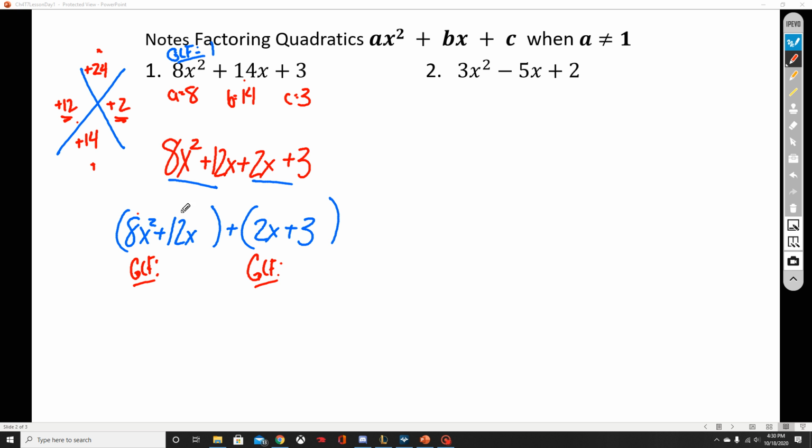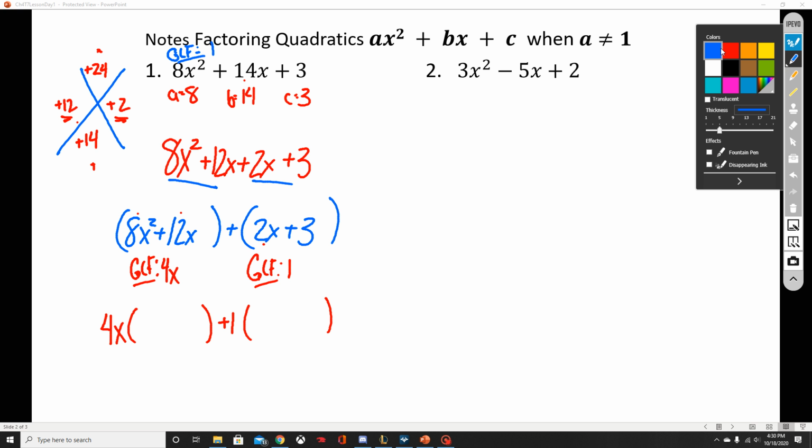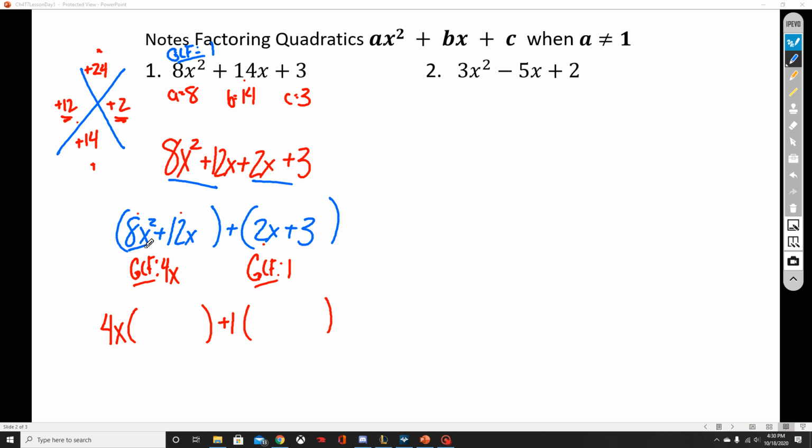So 8x squared and 12, well, 8 and 12 have a GCF of 4. 4 goes into 8, 4 goes into 12. x squared and x have a GCF of x. And then over here, 2 and 3, they have a GCF of 1. So I'm going to factor 4x out of the first group. I'm going to factor 1 out of the second group. Okay, so what that means is I'm just going to be dividing these two terms by 4x, the GCF, and these two terms by 1.